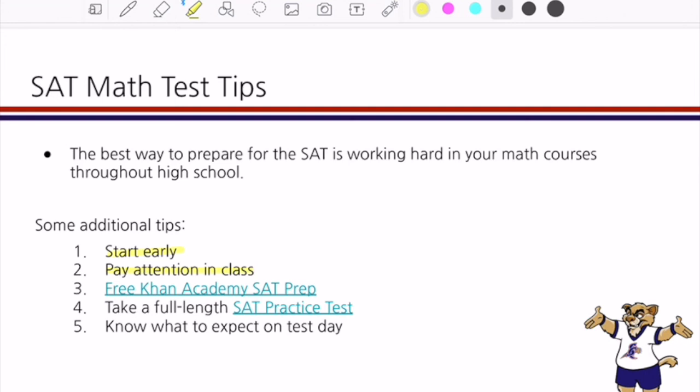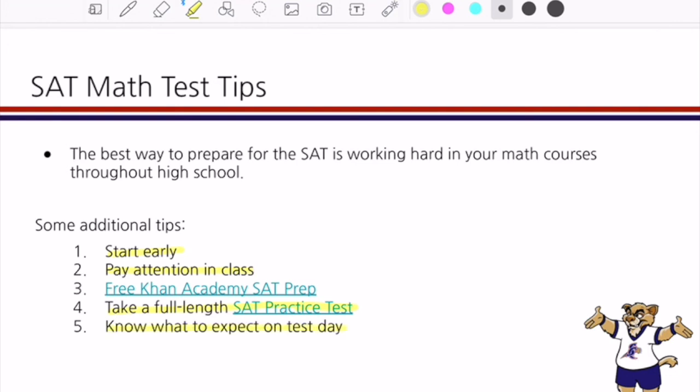It's also recommended that at some point before you take the SAT, you sit down and take a full-length SAT practice test so that you can have the experience of the time limit with answering the questions. The SAT test goes very quickly. And then the last note here is to make sure that you know what to expect on test day.